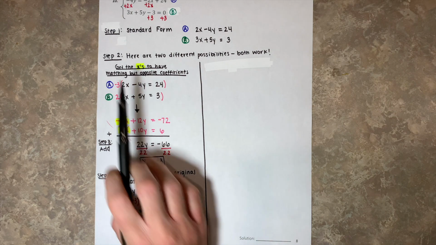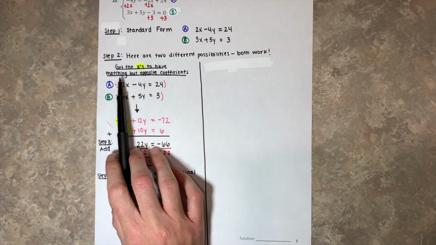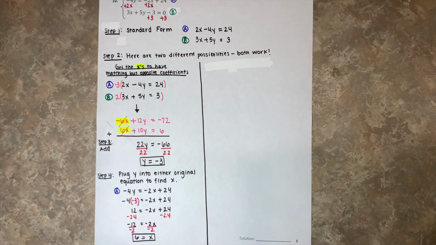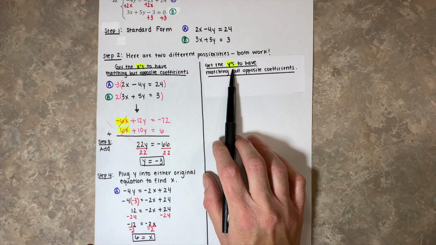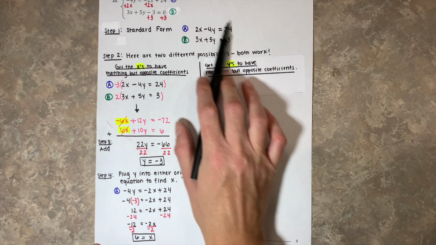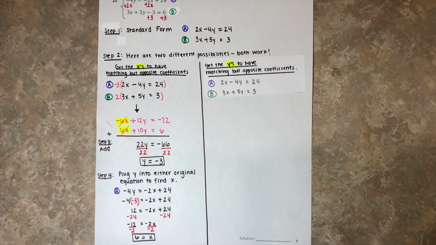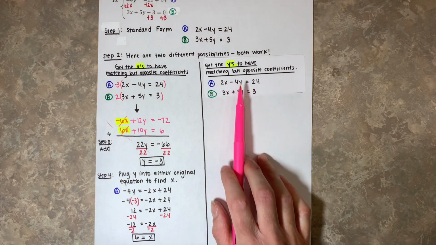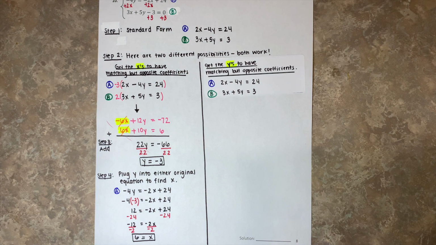For step 2, instead of getting the x's to have matching but opposite coefficients, we could get the y's to have matching but opposite coefficients. So I'm going to start by copying down these 2 equations. Now there are many different ways we could get the y's to have matching but opposite coefficients. But one trick you can use here.